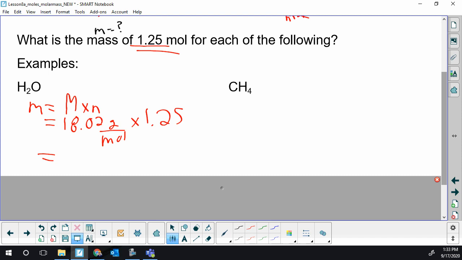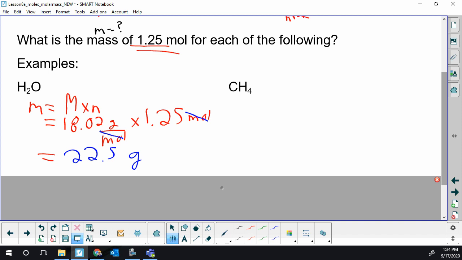Okay. Forgot my units. I have moles on the bottom, which will cancel moles on the top. So my units, that I have a G on the top that hasn't canceled. So that's where units in your answer come from. They're the units that did not cancel. Okay. 18.02 times 1.25, 22.5 grams. Makes sense? That's more than the 18 that 1 mole would weigh.